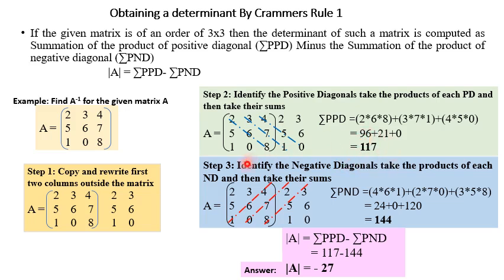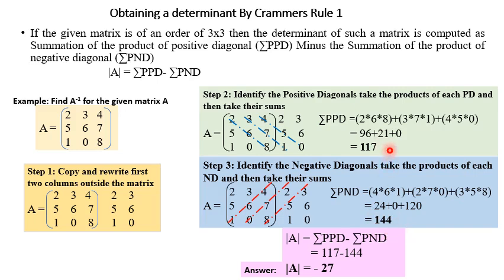The next step is to identify the negative diagonals, take the product of each negative diagonal, and then finally sum them up. So these are now my three negative diagonals. I'll be taking the product of them: 4 into 6 into 1, plus 2 into 7 into 0, plus 3 into 5 into 8. And the summation of product of negative diagonals gives the value 144. Now we combine both of them.